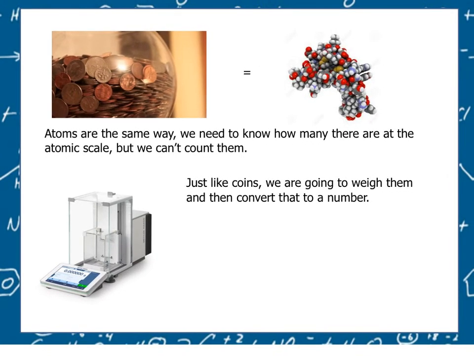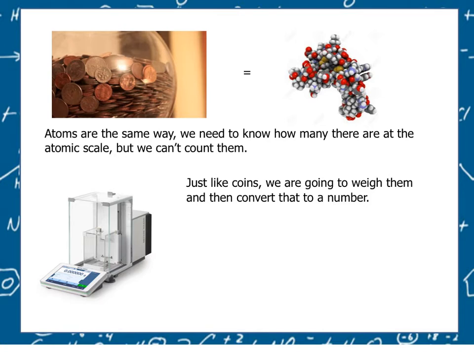A lot easier than actually hand counting them out. We're going to be doing the same way with atoms because they're also too small and too numerous to count. So we're going to think of atoms, too small, too many to count, like coins, too small, too many to count. And just like the coins, we're going to weigh them and convert that to a number, because at the atomic scale it's the number of atoms that matter to a reaction.